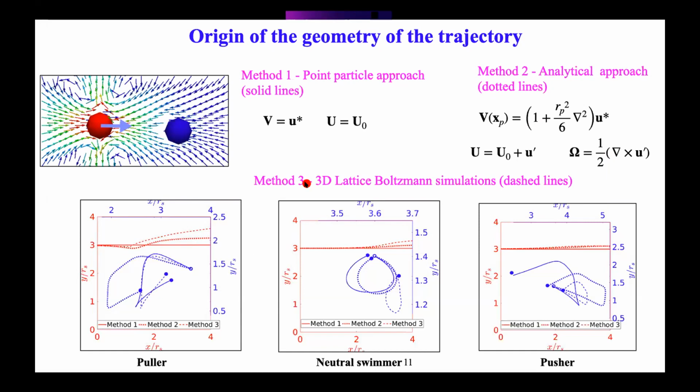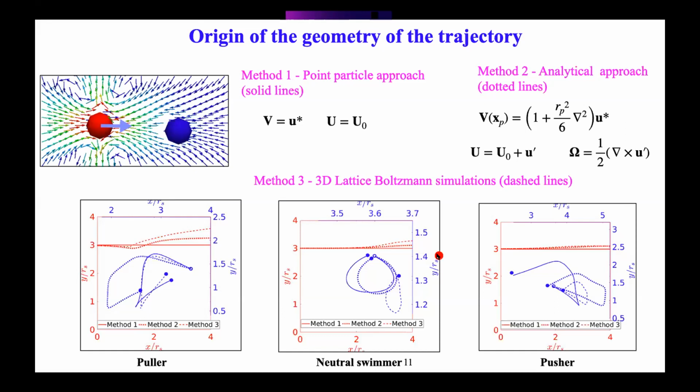So the third method is the numerical simulation, where we use the 3D lattice Boltzmann simulation, and that accounts for all types of hydrodynamic interactions. From that, we see that this passive particle has this open triangle trajectory, and the microswimmer trajectory is similar to what we observed from the analytical approach. So these results show that the trajectory of the passive particle is a consequence of the flow field that the microswimmer generates, and also the trajectory of the microswimmer is a result of the disturbance flow field generated by the passive particle.